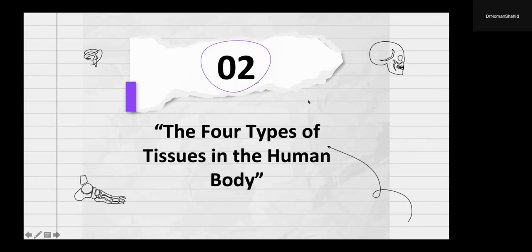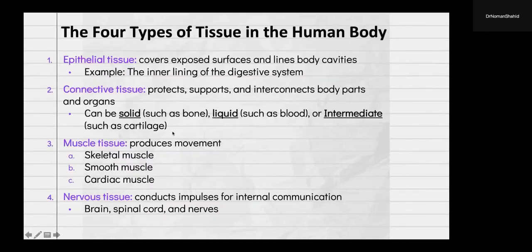Okay, now we start our lecture from here. It was a good quick revision. Before we make some organs and organ systems, we need to know about the tissues of human body. The 4 types of tissues in the human body are epithelial tissue, connective tissue, muscle tissue, and nervous tissue.